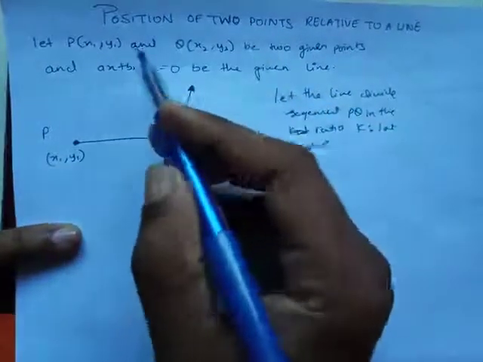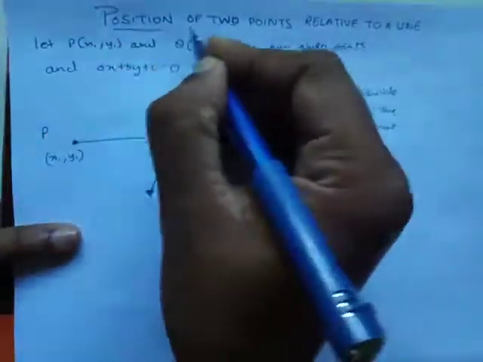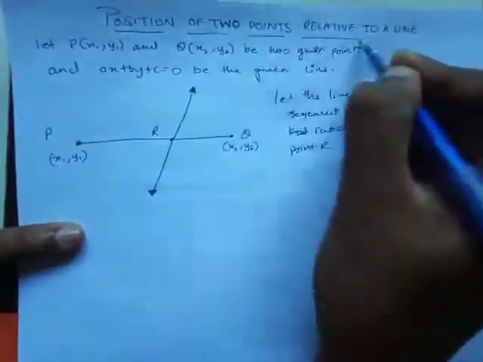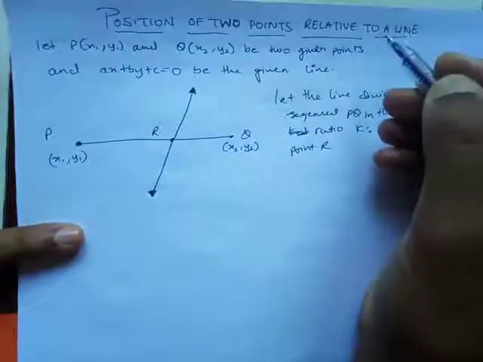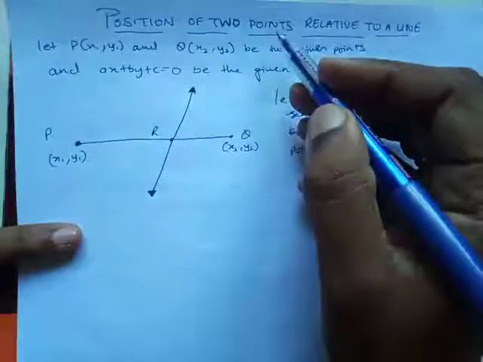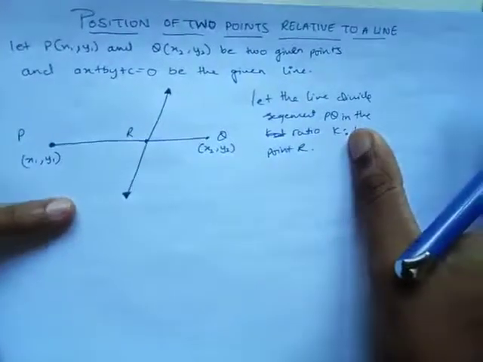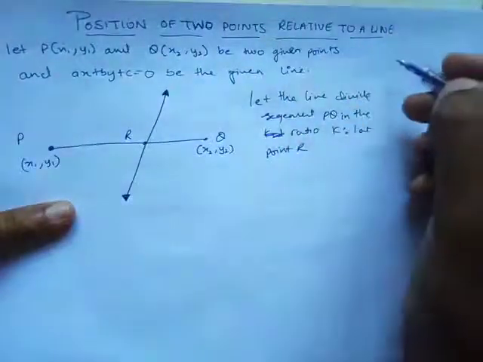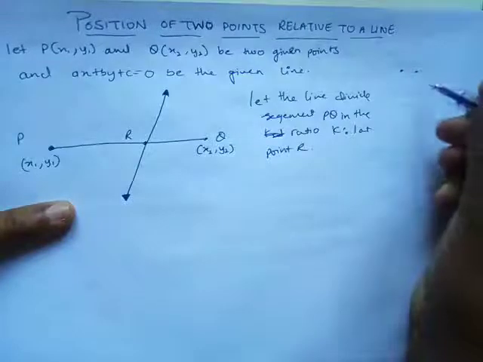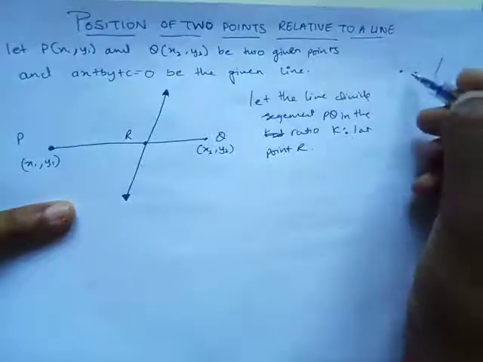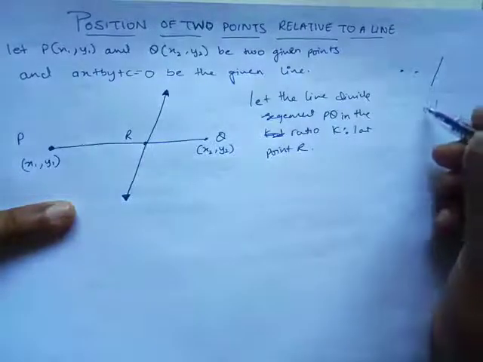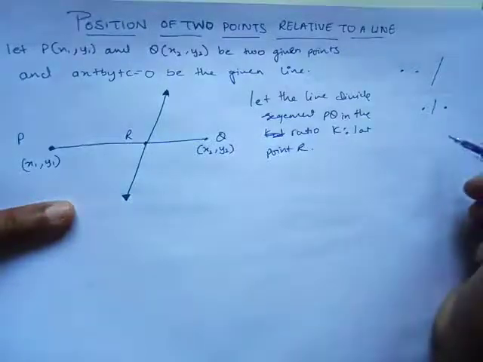So in this, first we can talk about this heading. What does the heading have to tell us or offer us? Position of 2 points relative to a line. So we need to understand about the position of 2 points. 2 points are given, whether they are on this side of the line, or whether one point is on this side and the other point is on this side.